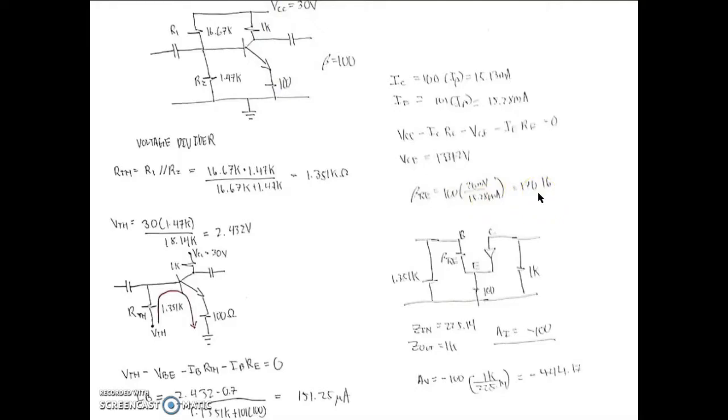And then to get Zin, you need to series beta RE and the resistor at the emitter, and then parallel it to the RTH, which is this one. And Zout is the resistor at the output, and then the current gain is equal to negative beta, and AV is equal to negative 444.12.